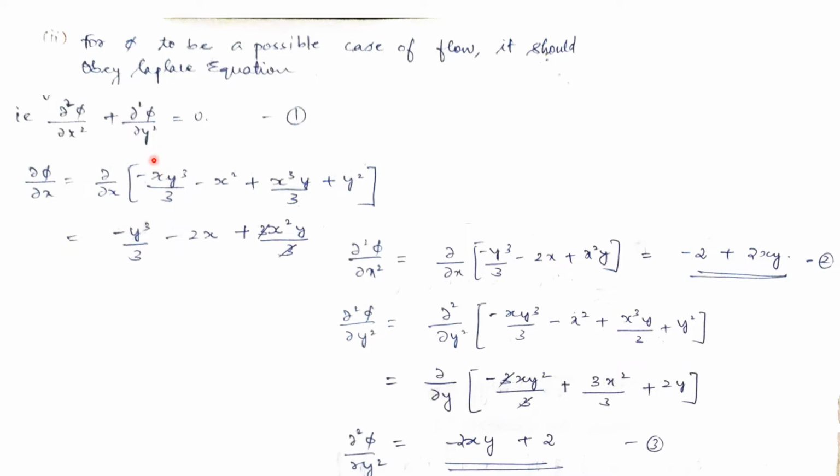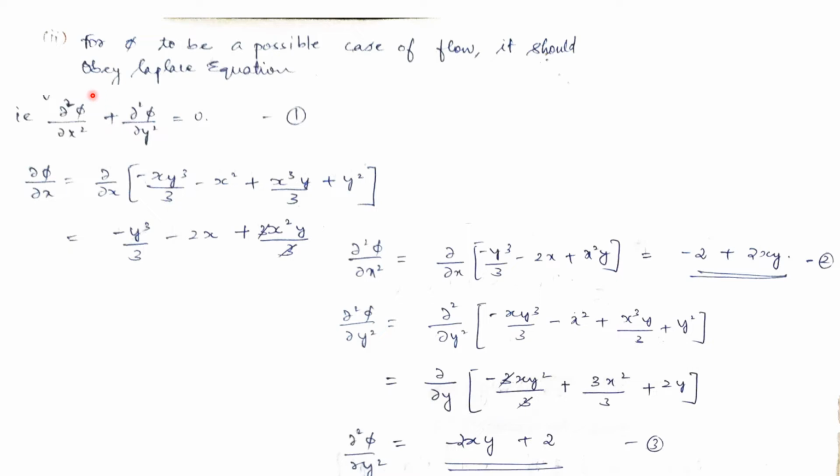x with respect to x, the differential of x would be 1. So minus y cube by 3 minus x square, the differential of that would be minus 2x, and the differential of x cube y by 3 would be 3x square y by 3, plus the differential of this last term would be 0. So you will get minus y cube by 3 minus 2x plus, 3 and 3 cancels, x square y.